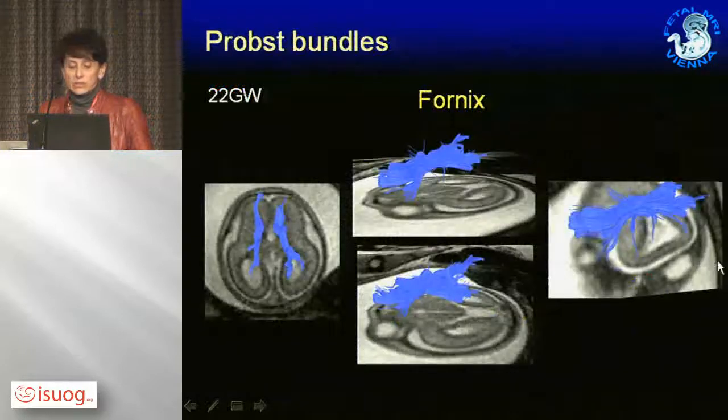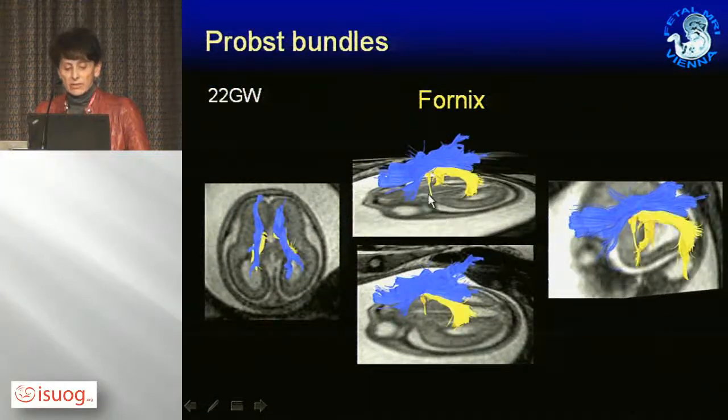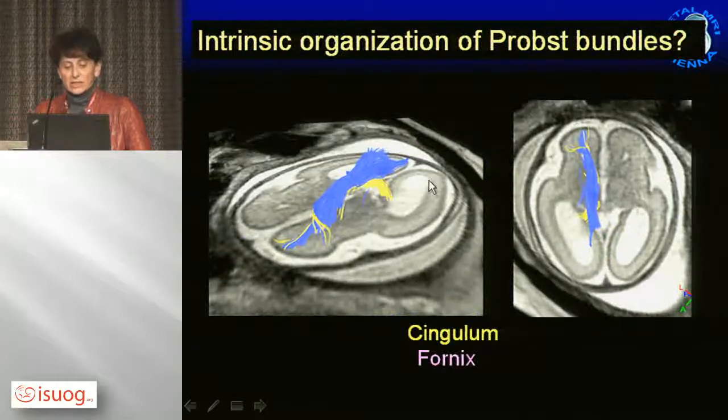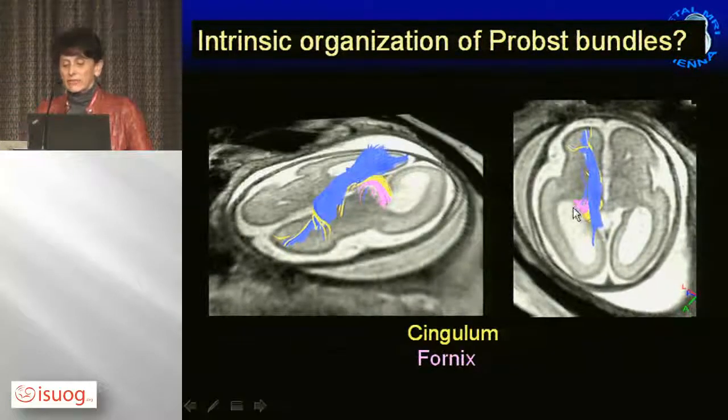And of course, you know the intrinsic organization of the corpus callosum, because there is also here the fornix and the cingulum, and we can find these structures also in the Probst bundles.